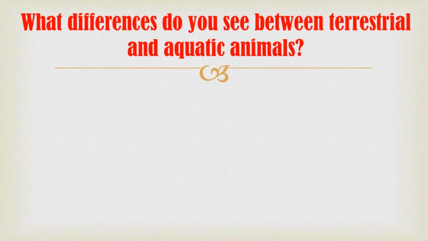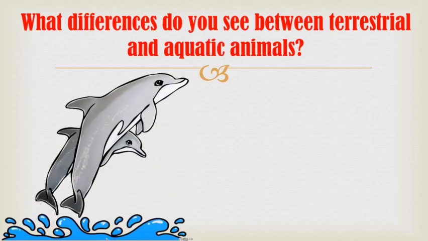So let's see. The question is, what differences do you see between terrestrial and aquatic animals? Terrestrial means the animals which are living on the land, and aquatic means the animals which are living in water, of course. As compared to the terrestrial animals, the skin and body shape of aquatic animals like the fishes appear to have undergone changes. They are living in the water, and fishes have scales on the skin and fins on the body.